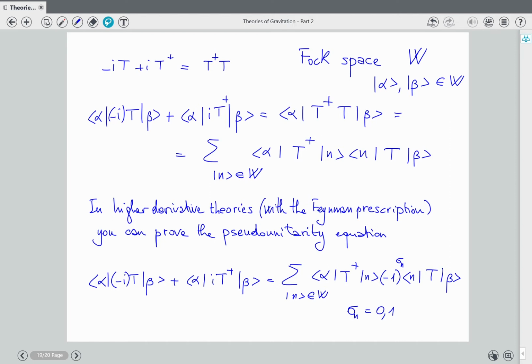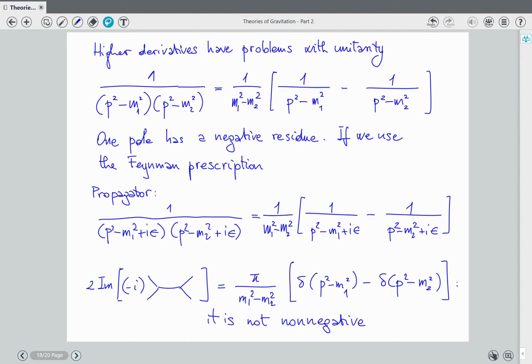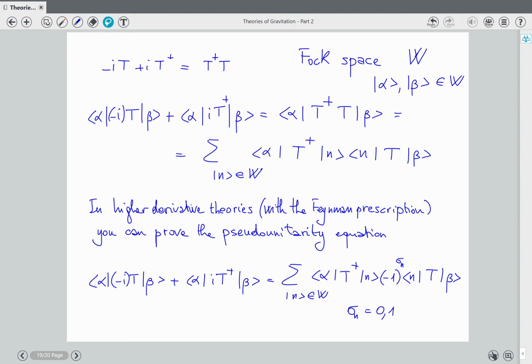So I forgot to say, in higher derivative theories with the Feynman prescription, you can prove this thing. Instead, we will see there is another prescription where instead of having plus or minus 1 in between, you have 1 or 0. And the zeros can be thrown away. And that is when the projection works. But for that, you need to change the prescription.